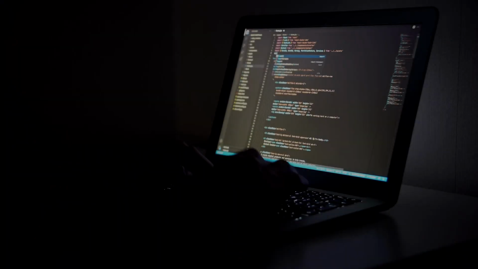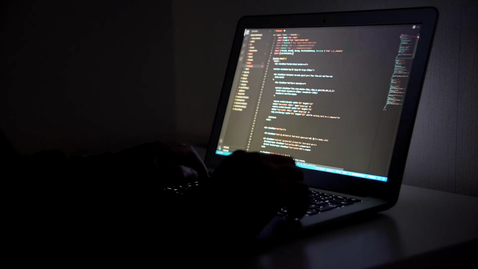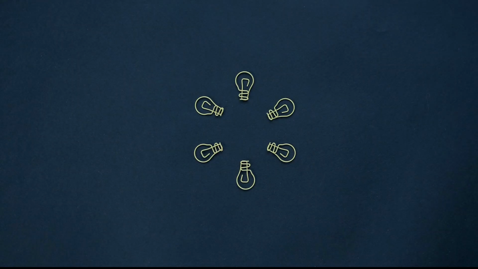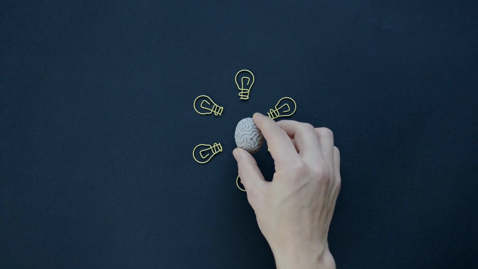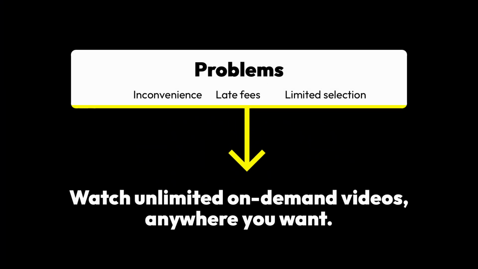Okay, so now that we have identified the problems, let's find out how we can provide solutions. This is your answer to the problem you have just shown. Now, this is important. At this stage, you don't need to have a fully fleshed out product. The goal here is that you have a clear idea how you're going to solve the pain points of your customers. The solution Netflix offers is a streaming platform where people can watch unlimited on-demand videos anywhere they want. Easy solution to a painful problem. Now that you know your solution, it's time to show what makes you stand out.